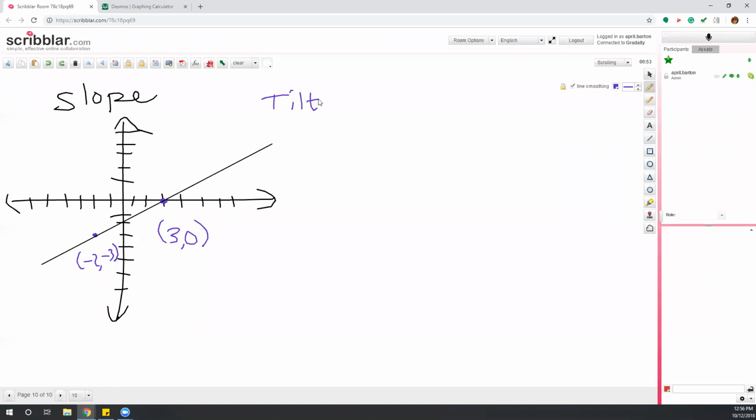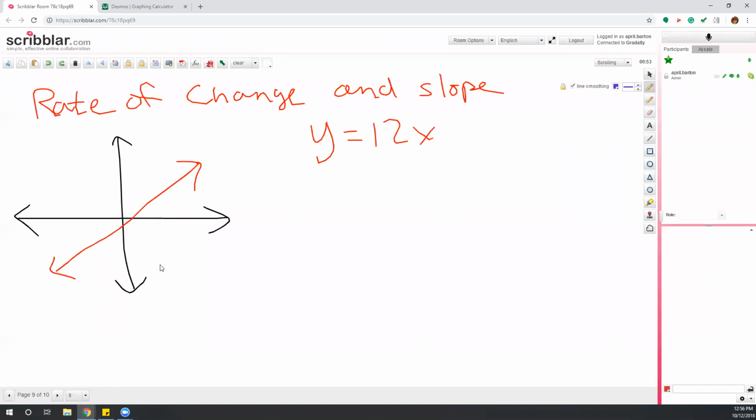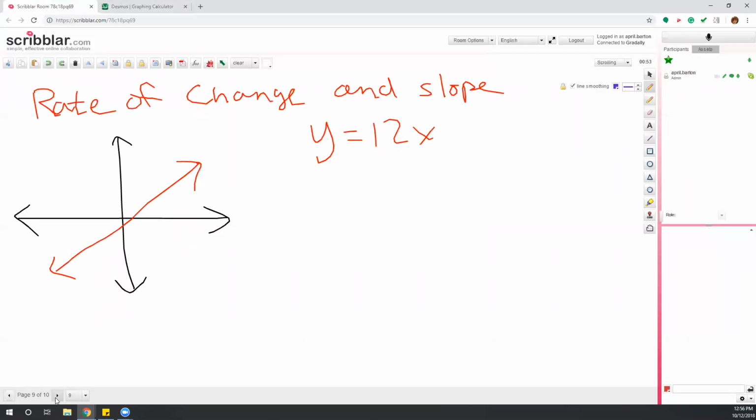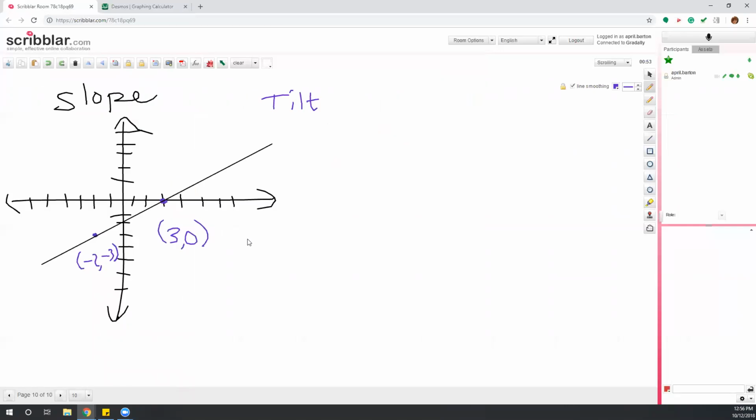Because that tilt is actually giving us valuable information. On the y equals 12x, the tilt is actually that 12. It's that $12 an hour. So if we're given a picture, but we don't know what it's actually been applied to, how do we find that tilt? There's an equation for slope that is y2 minus y1 over x2 minus x1. So a very generic, kind of vague equation, but it will actually help us find that tilt of the line.